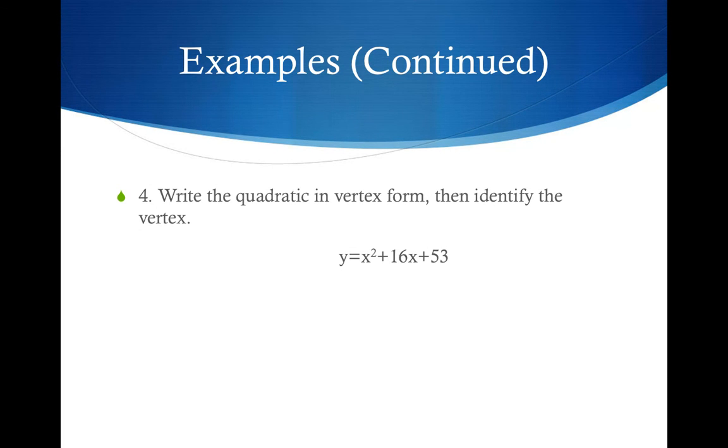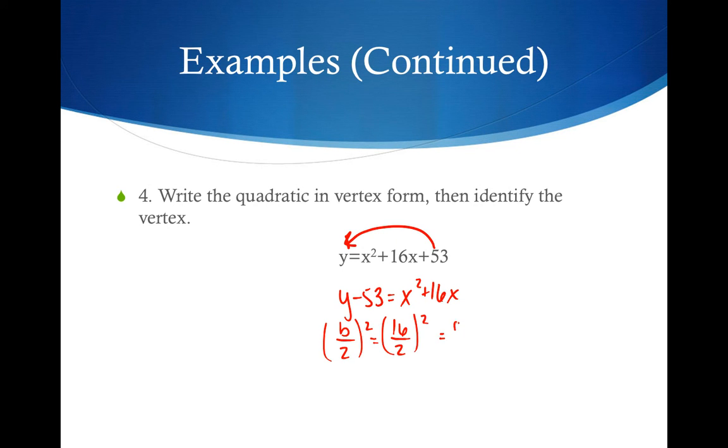Here's another one with vertex form. So again, just like the last one, we've got to move that 53 over. So y minus 53 equals x squared plus 16x. Now we can go ahead and calculate b over 2 squared. So it's 16 over 2 squared, or 8 squared. So 64 is going to get added to both sides. So we've got y minus 53 plus 64 equals x squared plus 16x plus 64.